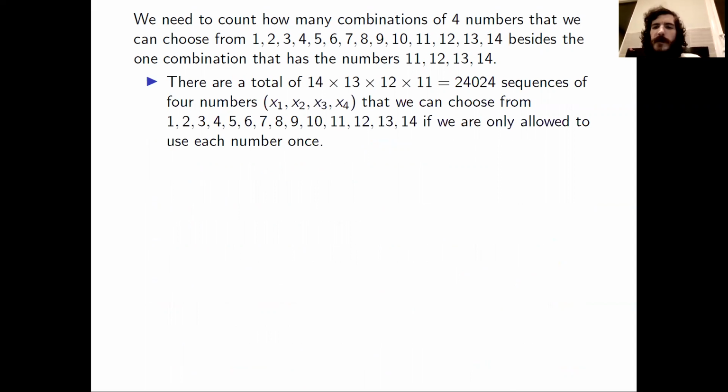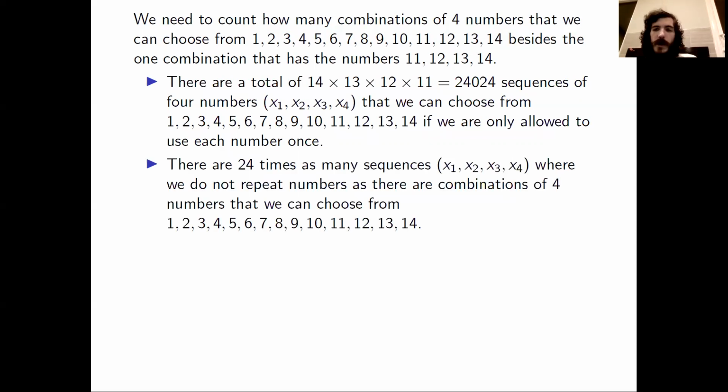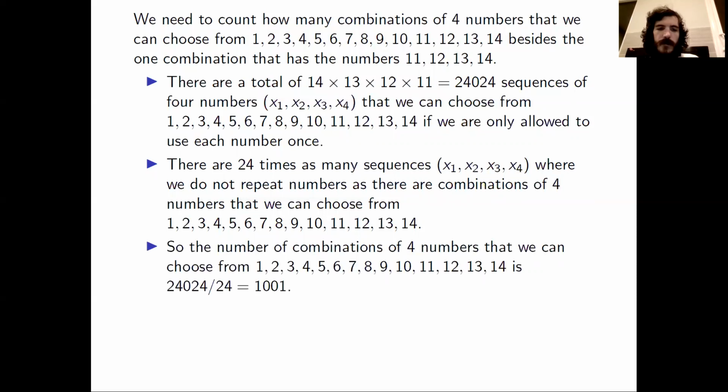24,024 sequences of 4 numbers, x1, x2, x3, x4, that we can choose from 1, 2, 3 up to 14, assuming that we're not allowed to have any repeats. We also found that there are 24 times as many sequences, x1, x2, x3, x4, with no repeats, as there are combinations of 4 numbers that we can choose from 1, 2, 3 up to 14.